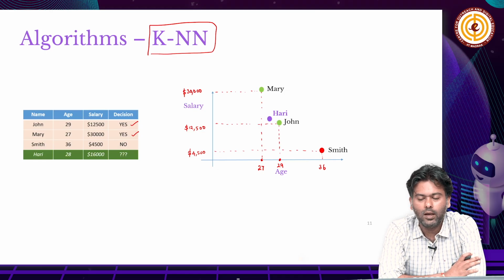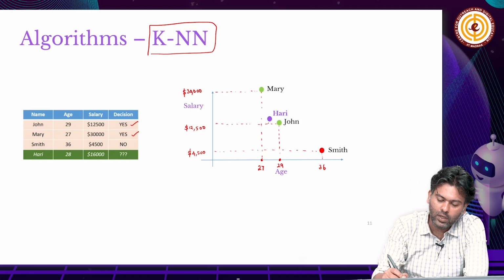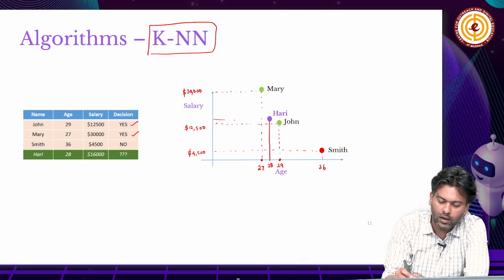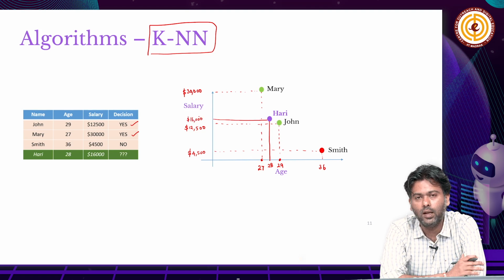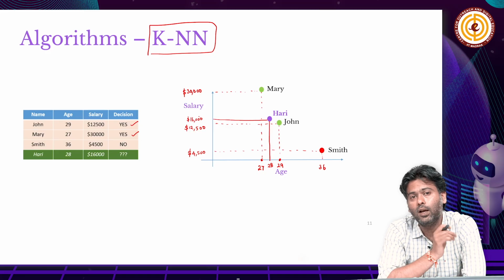So Smith is in red, John and Mary are in green, and now we have a new customer, Hari, whose age is somewhere between the age of John and Mary, in this case 28, and his salary is 16,000. So closer to John than Mary. So that is Hari. Hari does not have a color yet.